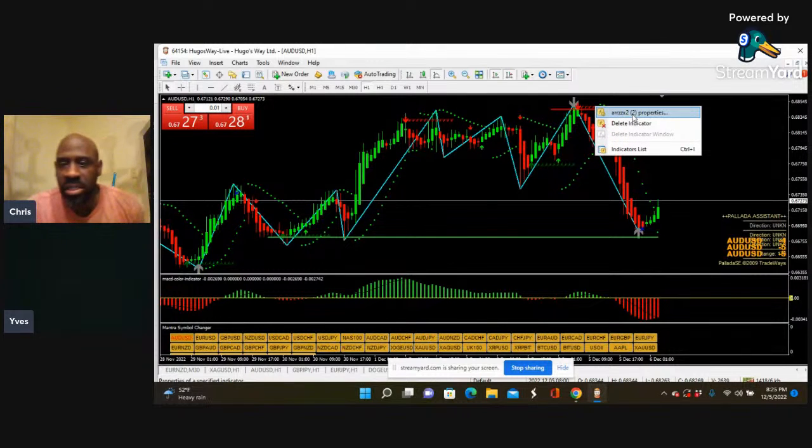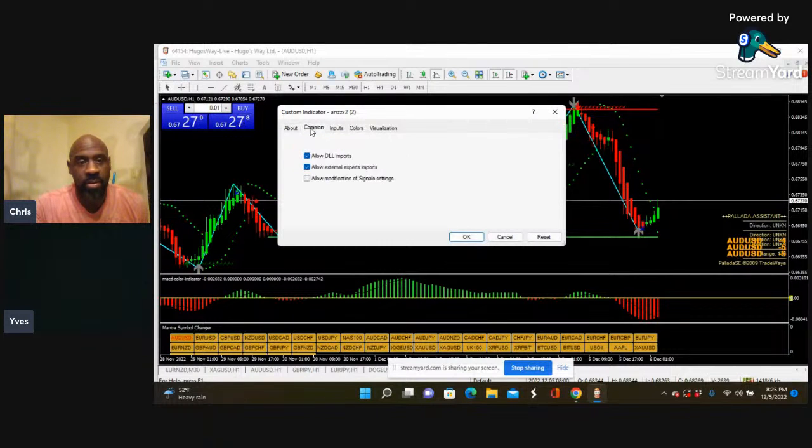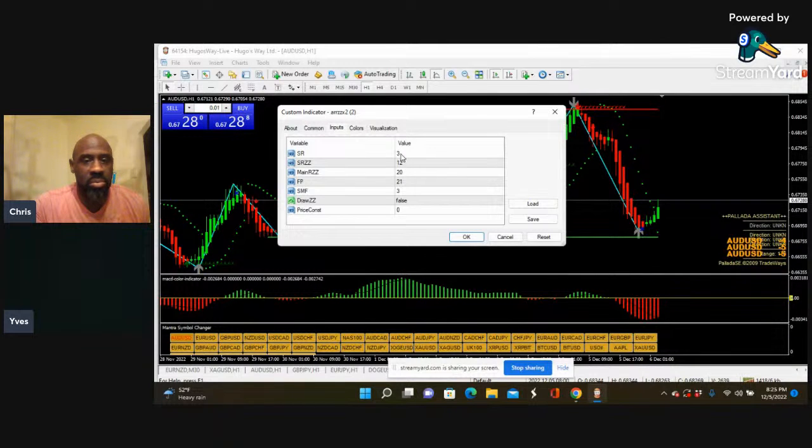The ARRZZ. I use these tools right here, these indicators. This is one of my favorite ones. Okay. All right, let me see. Allow DLL imports, allow external. All right, there's all my inputs: 3, 12, 20, 21, 3, false, and 0. That's my inputs right there.